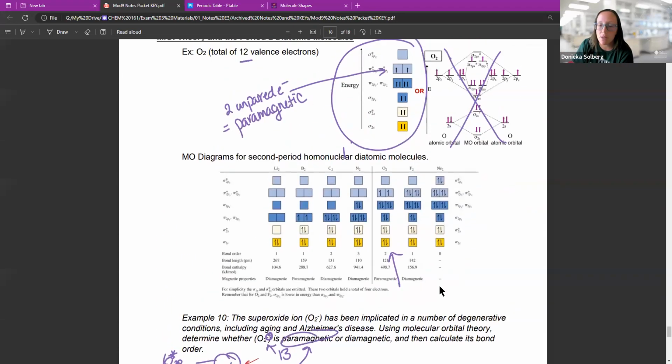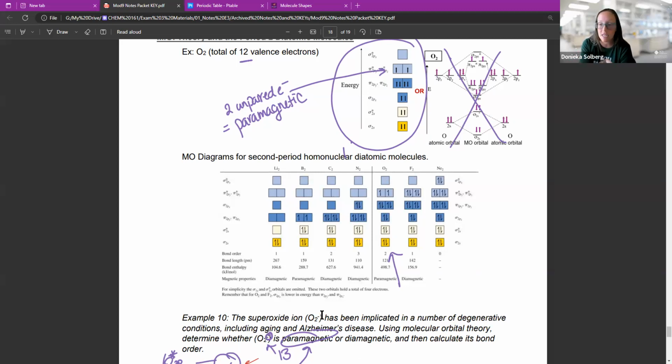Okay, so example number 10 says the superoxide ion O2 minus has been implicated in a number of degenerative conditions, including aging and Alzheimer's disease. Using MO theory, determine whether O2 minus is paramagnetic or diamagnetic, and then calculate its bond order. So we're doing O2 minus, so I would be like, okay, use this MO diagram. Now O2 minus, oxygen has 6 valence electrons, so that's 12, and minus means I added an electron, so now I have 13.